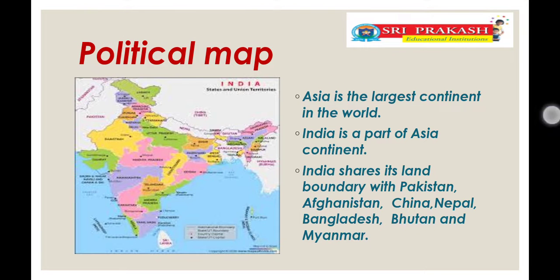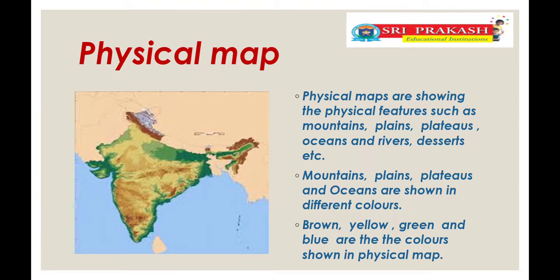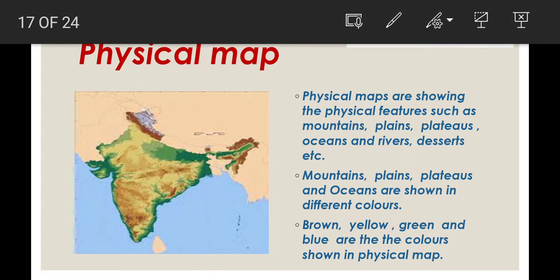And next one, what is this, children? Physical map. What do you know about the physical map, children? A physical map shows the physical features such as the landforms. What are the landforms, children? Landforms are mountains, plains, plateaus, oceans, rivers, deserts. They all come under the physical map.